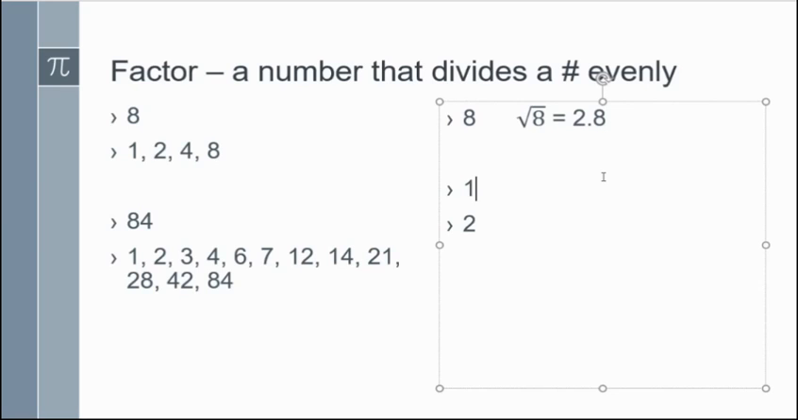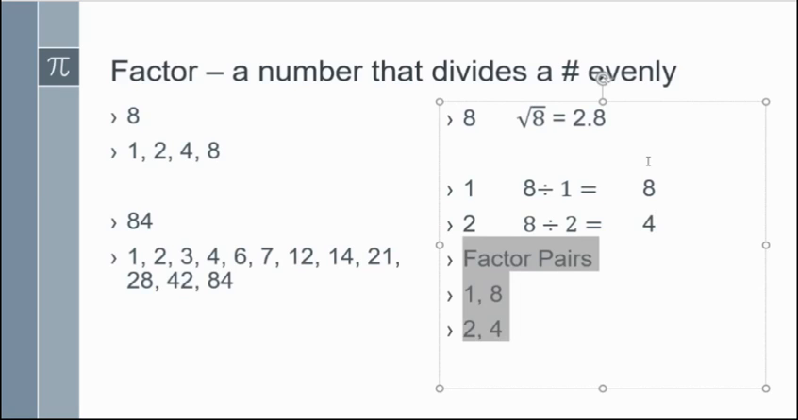8 divided by 1 is 8. Nice and easy. Next up, 8 divided by 2. There we go. We only have to check the numbers up to the square root because there's a partner always on the other side. If we get a decimal, don't include it. So now let's go to factor pairs. We can list them as the pairs, 1 and 8, 2 and 4.